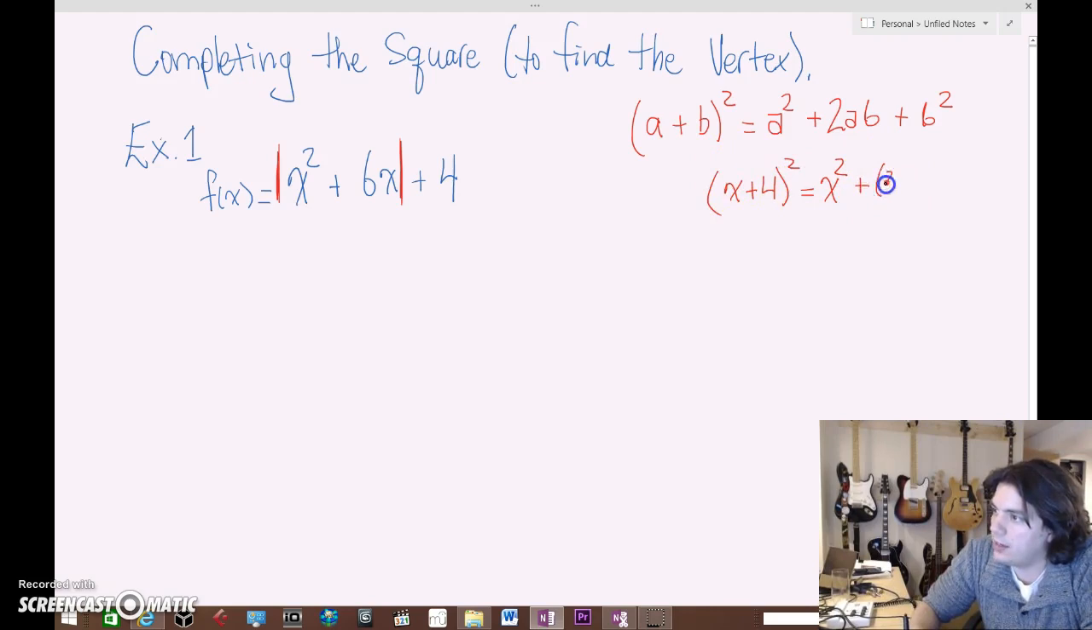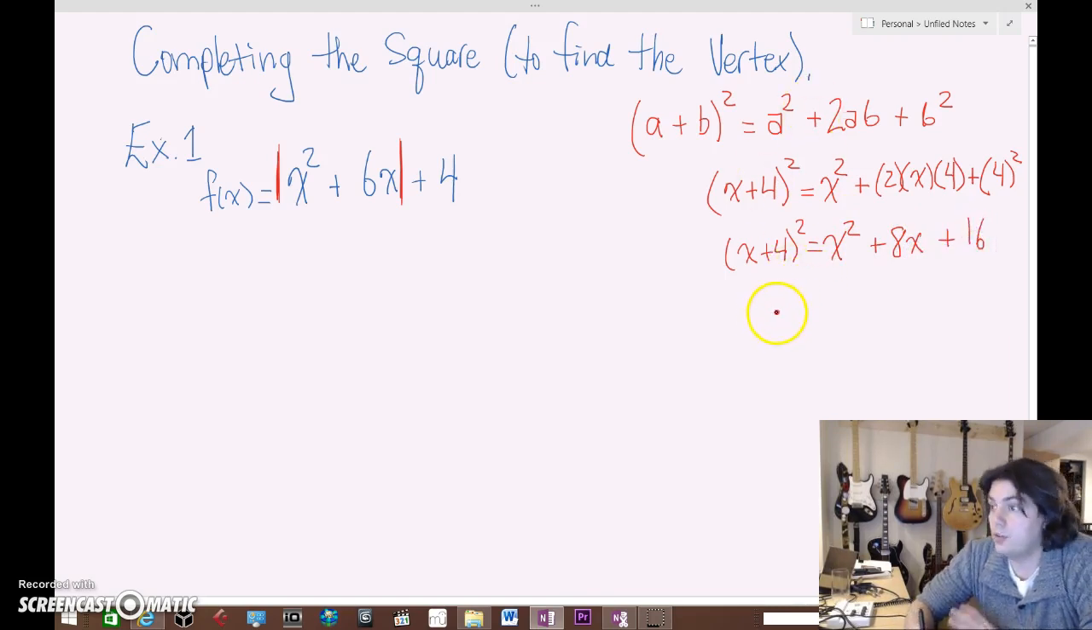So I'll actually show that here. 2 times x times 4. And then the last term is always the b term squared. So 4 squared, which is, actually I'll write that as well, just this one time. And so if we were squaring x plus 4, we would get x squared plus 8x plus 16. And that would be the perfect square. Let's do one more example just to be sure.